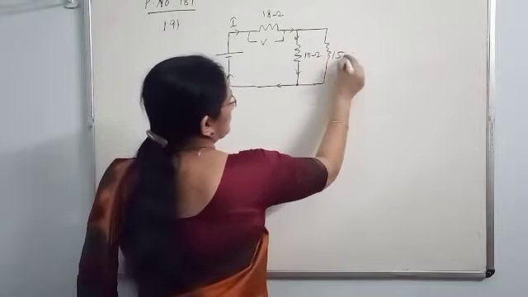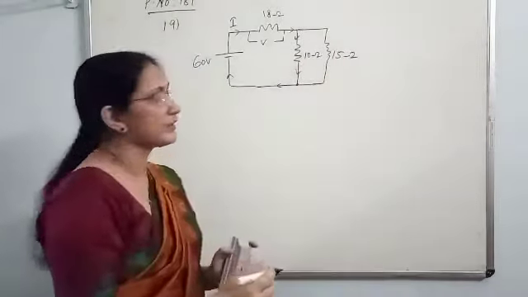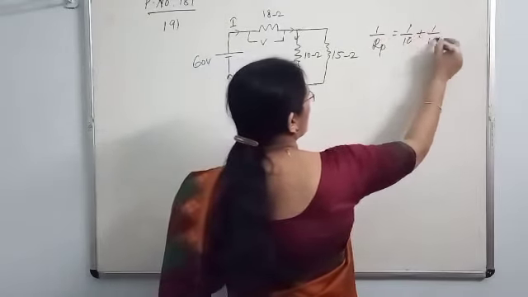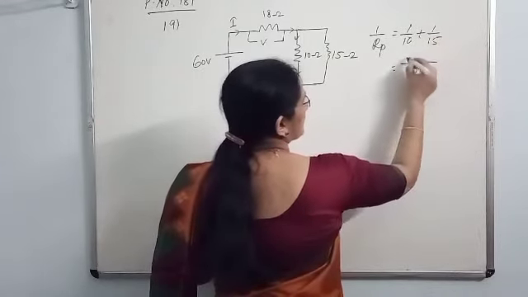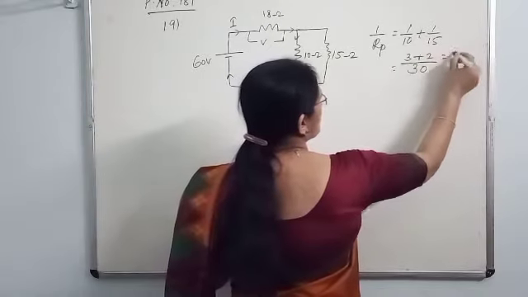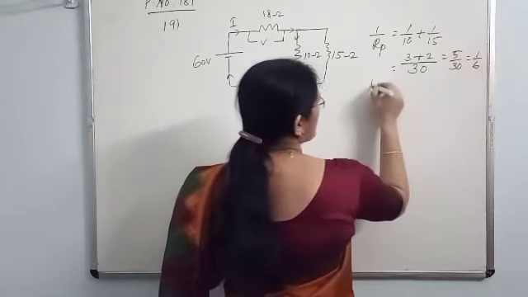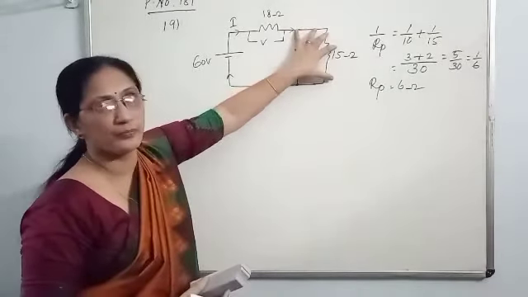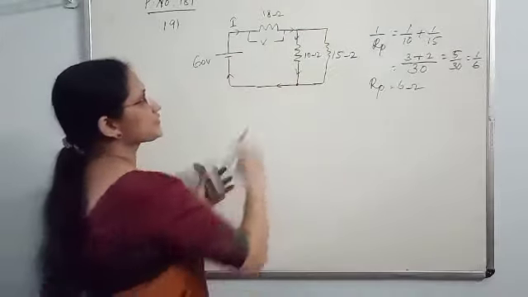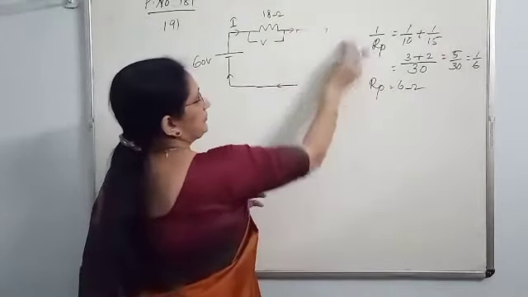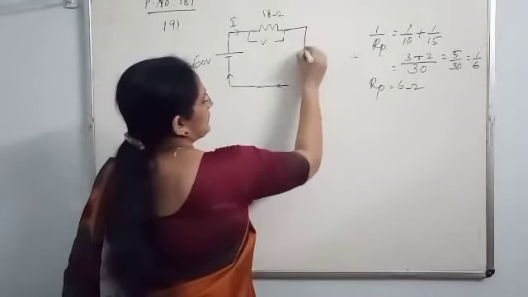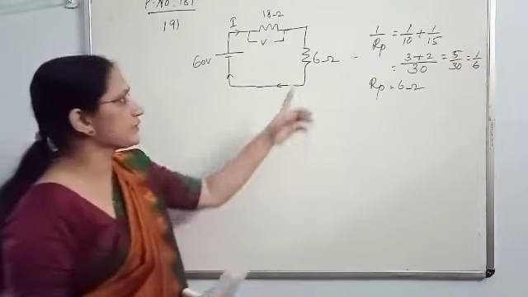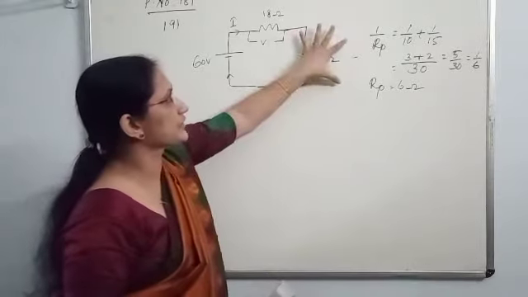Here 15 ohm. This 15 and 10 are in parallel. So get the total resistance by using the formula 1 by Rp is equal to 1 by 10 plus 1 by 15. LCM 30. 3 plus 2, that is 5 by 30, that is 1 by 6. Rp is equal to 6 ohm. Resistance of this section you got as 6 ohm. Then that 6 ohm will come in this way, 6 ohm. Diagram we have simplified step by step, and finally resistance of this section we got as 6 ohm.